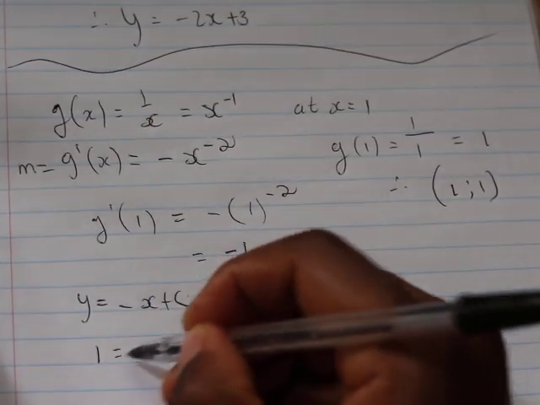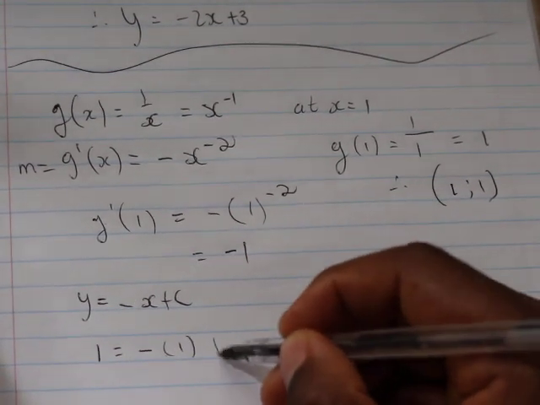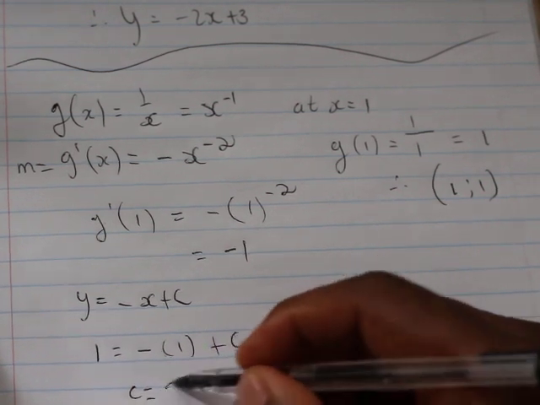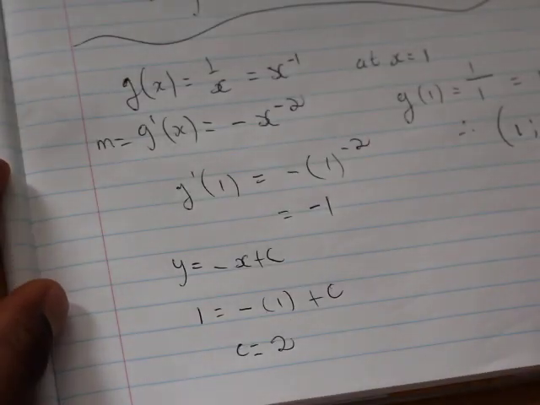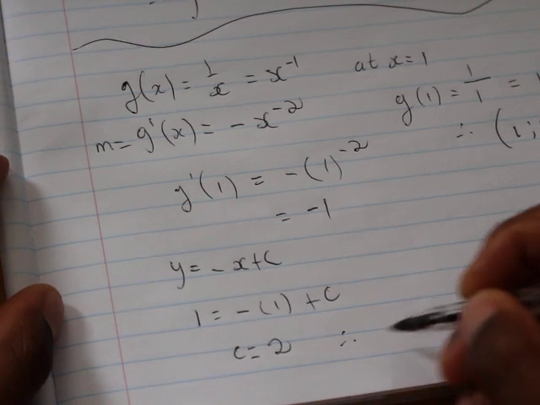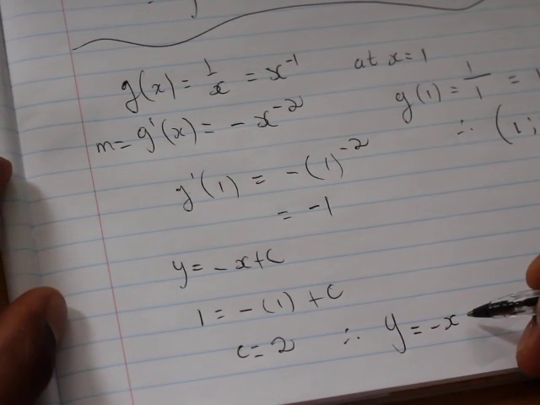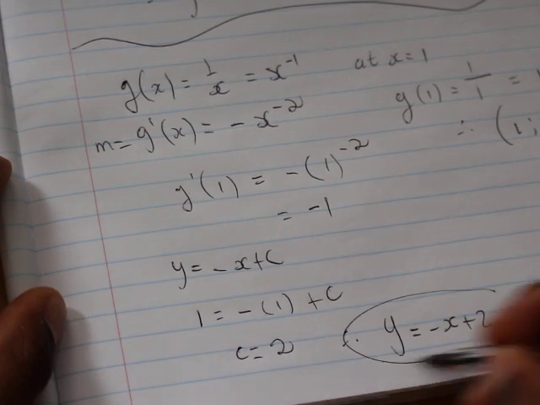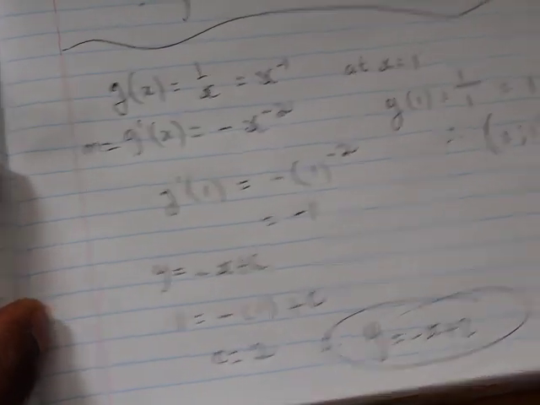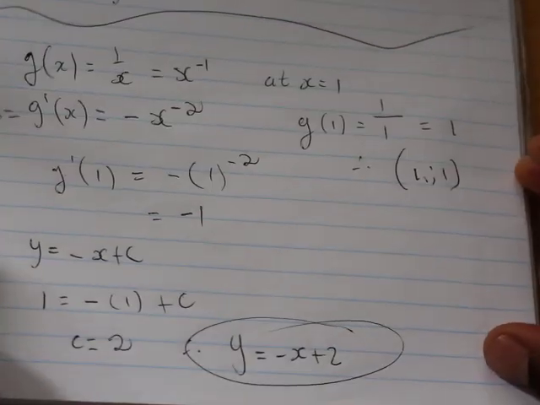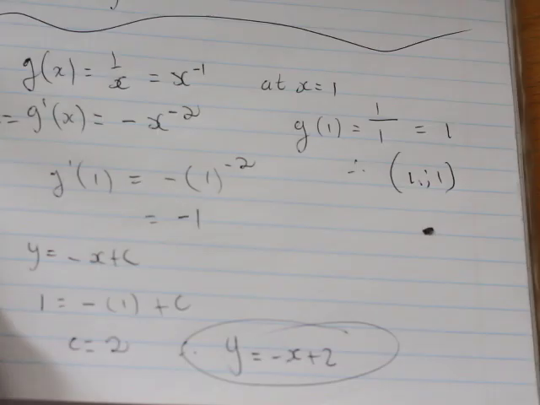So 1 is equal to -1 plus c, and therefore c becomes what? 2. Okay, and if c is 2, therefore y is equal to minus x plus 2. So that is the equation of the tangent passing through the point (1, 1). Understand? So this is the equation of the tangent to the function g of x.